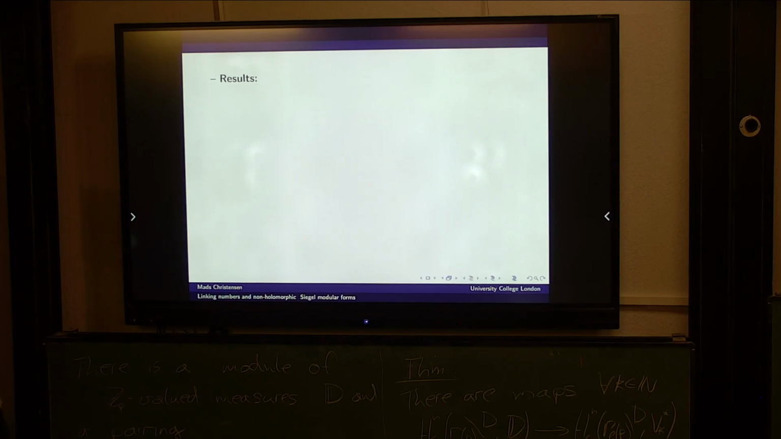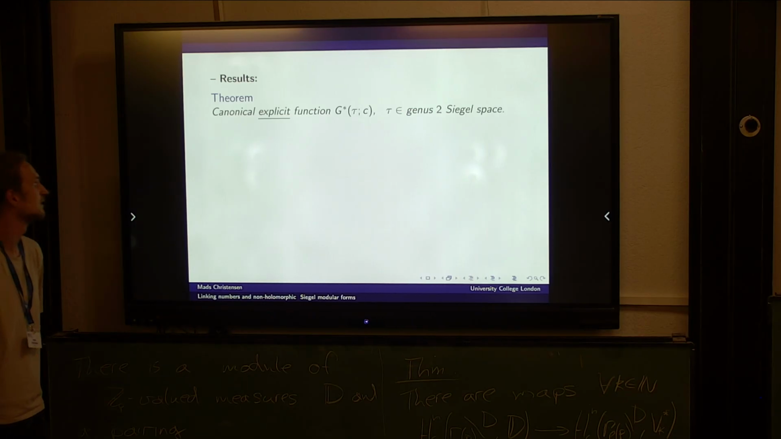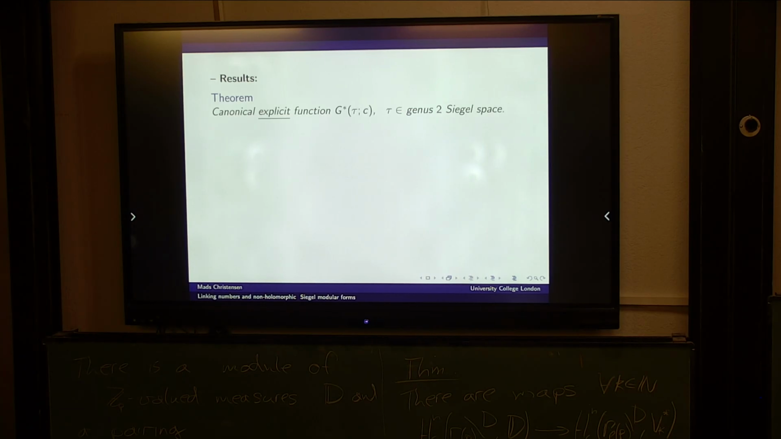So then the results are as follows. So the first theorem is it explains how to construct a canonical explicit function that is called G*, and it depends on tau, which is a variable in the genus 2 Siegel upper half space. So we've seen this many times, so I'm not going to define it. And then there's a C, which is a special geodesic cycle as before. So before we said C was the boundary of S, so this function does not require that C is the boundary of S. It works for any closed special geodesic cycle. Okay, and I know it doesn't look very canonical or explicit here, but you're going to have to take my word for that.